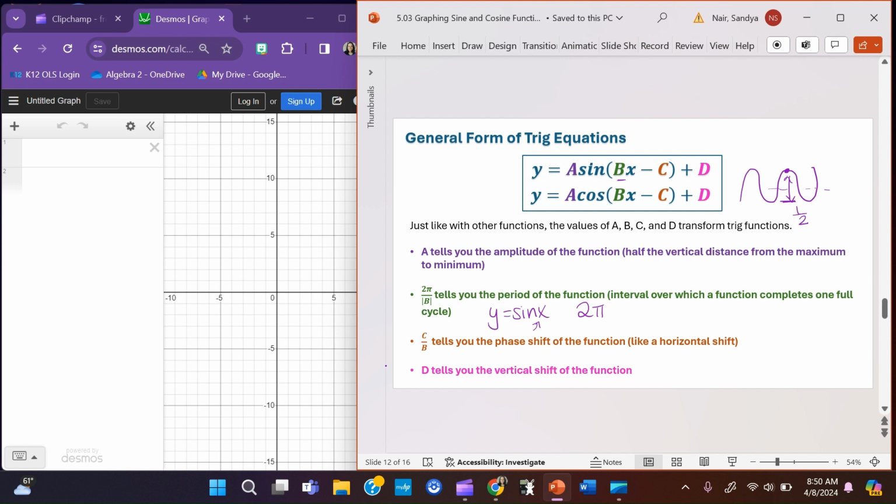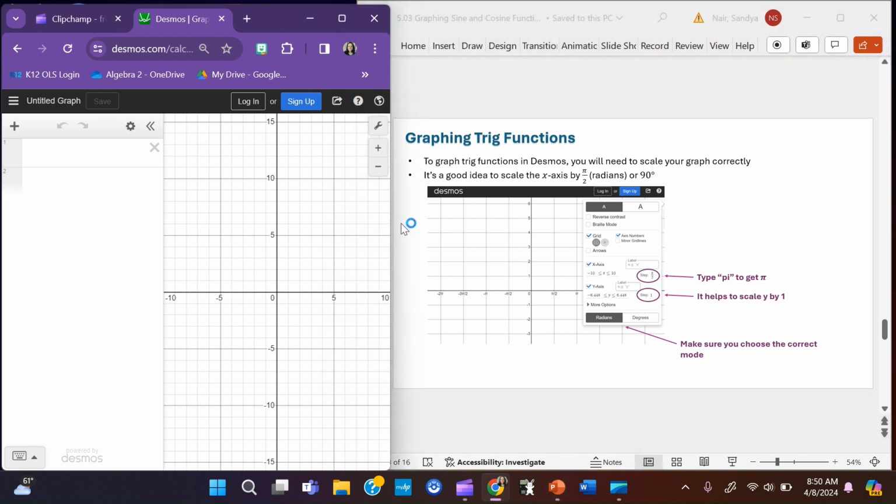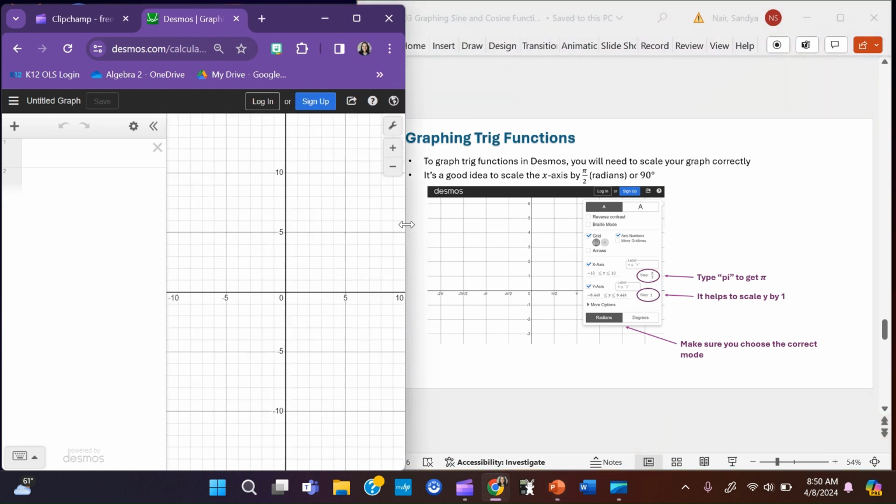So you can see some of this is similar to what we learned about with transformations of other functions, and then some things are a little bit different because we're talking about trig functions. So when we graph trig functions in Desmos, you're going to want to adjust your scale so your graph will look correct. So usually these are graphed in radians.